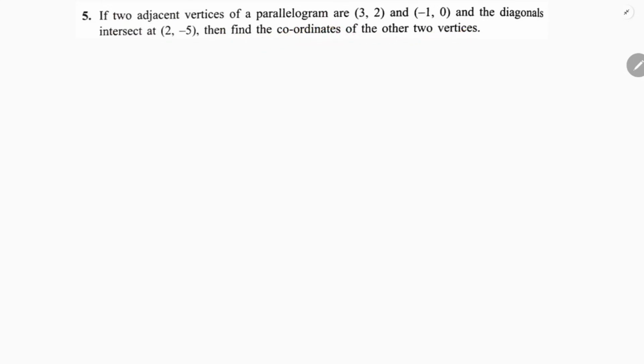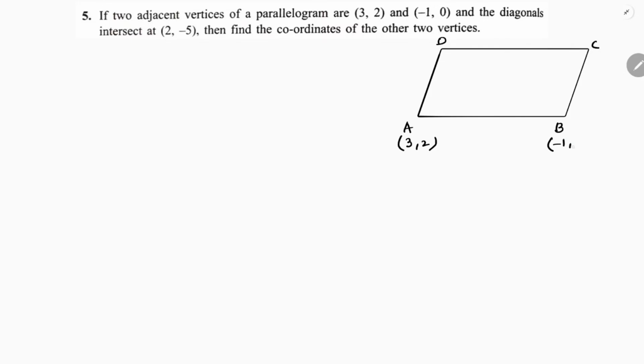So here it's given a parallelogram. I'll consider the parallelogram as ABCD. Any two vertices I can take as adjacent vertices, side by side. So I'll take A as (3, 2) and B as (-1, 0). I need to find C, I'll take it as (x, y), and D I'll consider as (a, b).